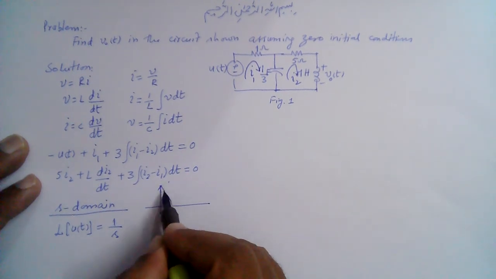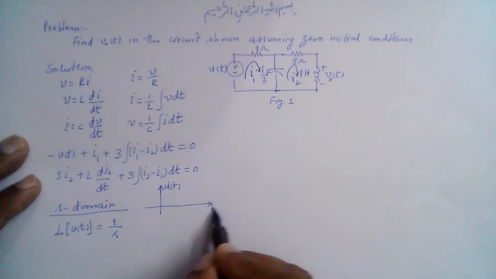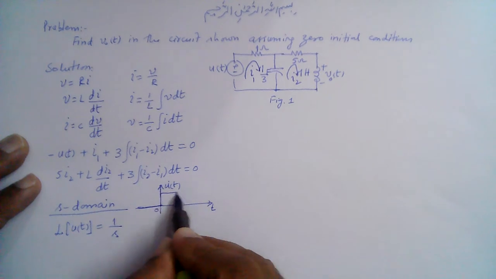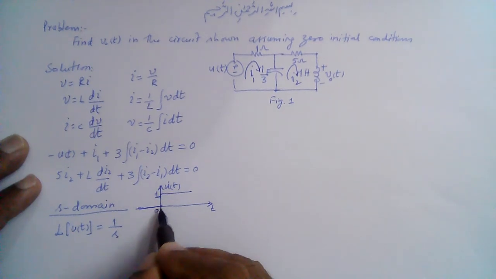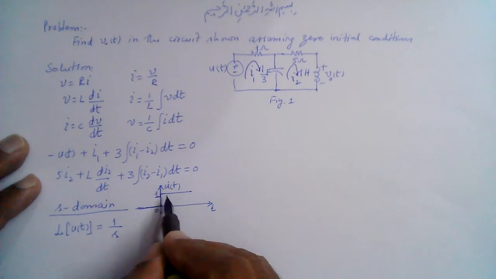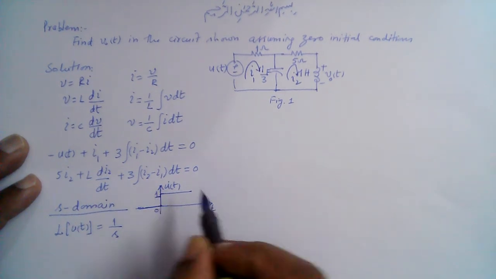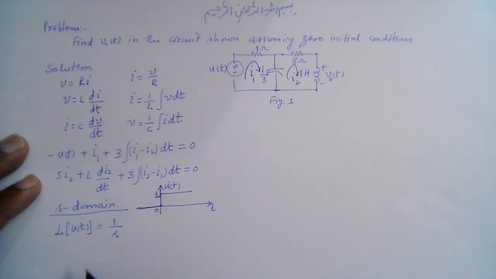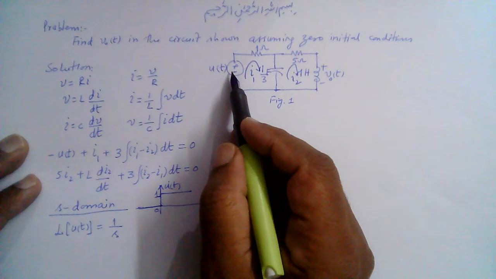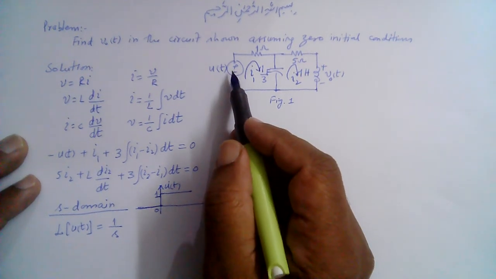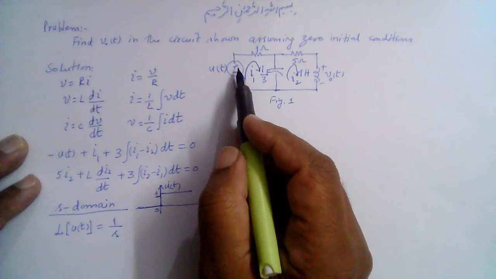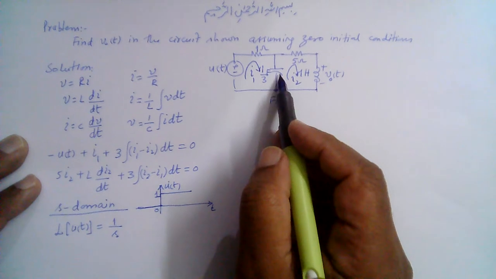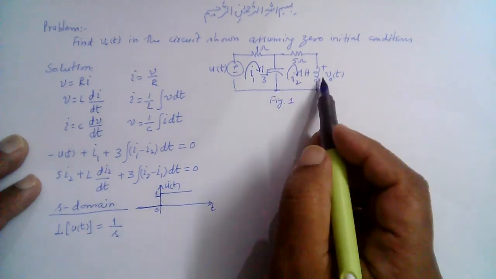For example, this is u(t) and this is t. This is 0 for t less than 0, and then here it becomes 1. So at time zero, we apply a unit voltage, a constant DC voltage with amplitude one. Another way to look at this is that the switch is closed at time zero, and we apply 1 volt at that time across this circuit. And when we apply this voltage, the initial conditions for the capacitor and the inductor are zero.